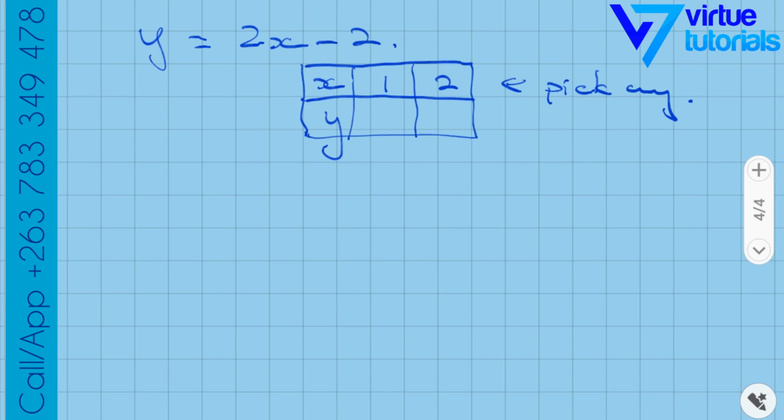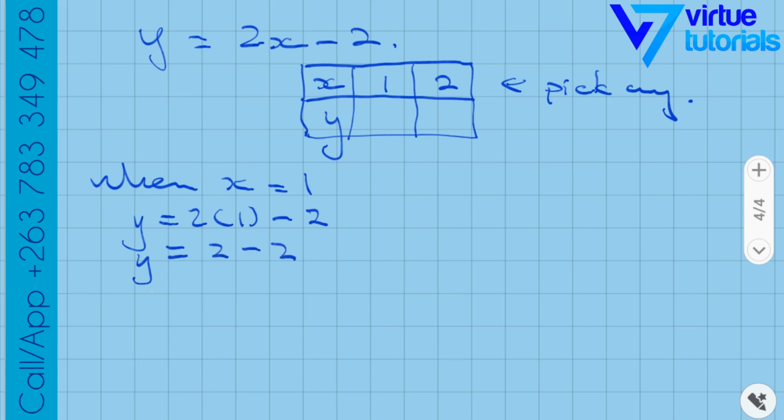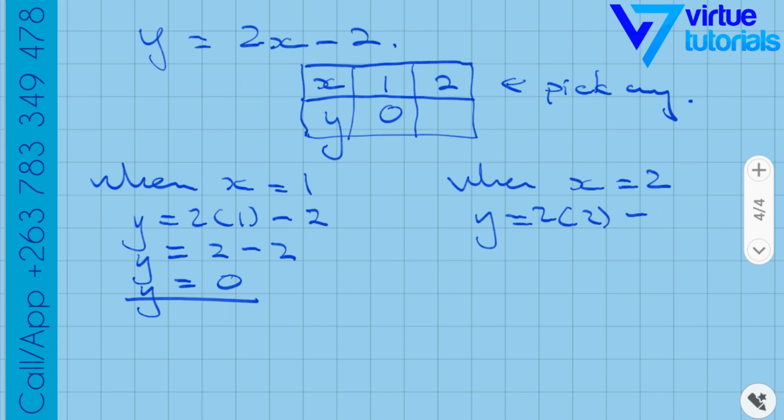So now our relationship says the value of y is equal to 2 times the value of x minus 2. So when x is equal to 1, y is equal to 2 times 1 minus 2. Y is equal to 2 times 1 is 2. Then we say minus 2. Y is equal to 2 minus 2, which is a 0. So 0 there. When x is equal to 2, y is equal to 2 times the value of x, which now is 2, minus 2. 2 times 2 is 4. 4 minus 2 gives you a value of 2. So you get 2 there.